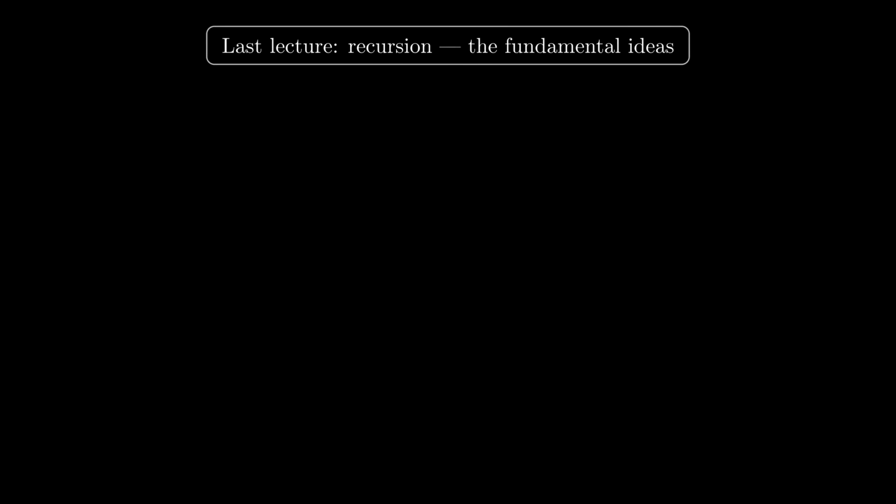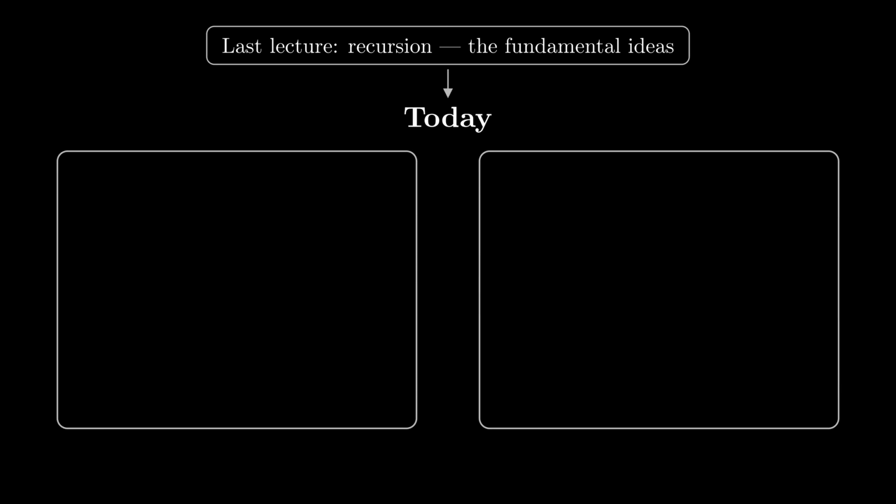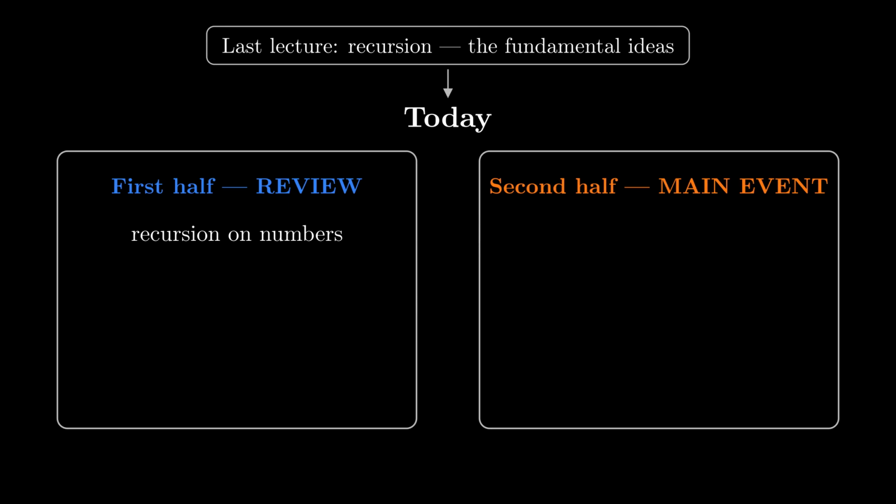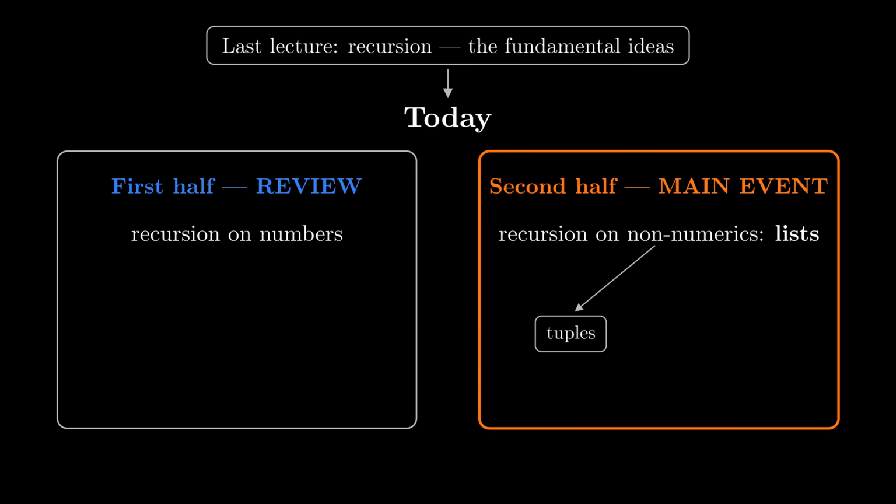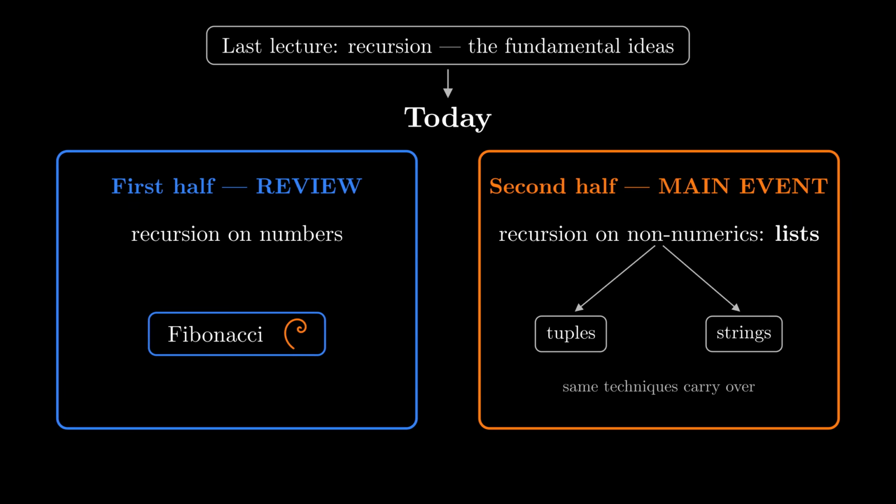Last lecture introduced recursion and established a few fundamental ideas that today's material builds on. Today splits into two halves. The first half reviews recursion on numerical examples. The second half is the main event, recursion on non-numerics, specifically recursion on lists, using techniques that carry over to every other sequence type, strings included. We begin the review by writing a recursive function for a famous sequence, Fibonacci.